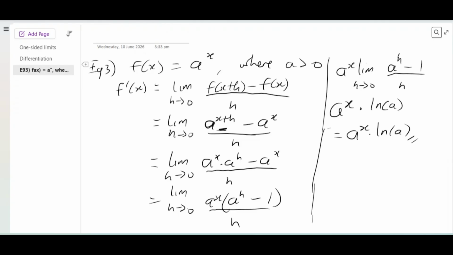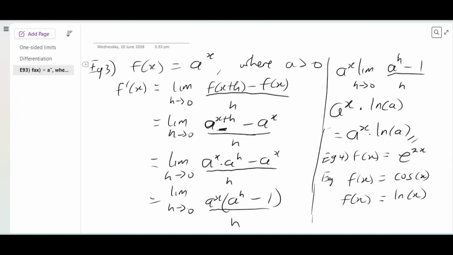Now I need you to try these ones. So I have a few examples for you to try. f of x equals e to the power 2x. f of x equals cos x. Then f of x equals ln x. I need you to try these ones. So example 4, example 5, and then example 6.